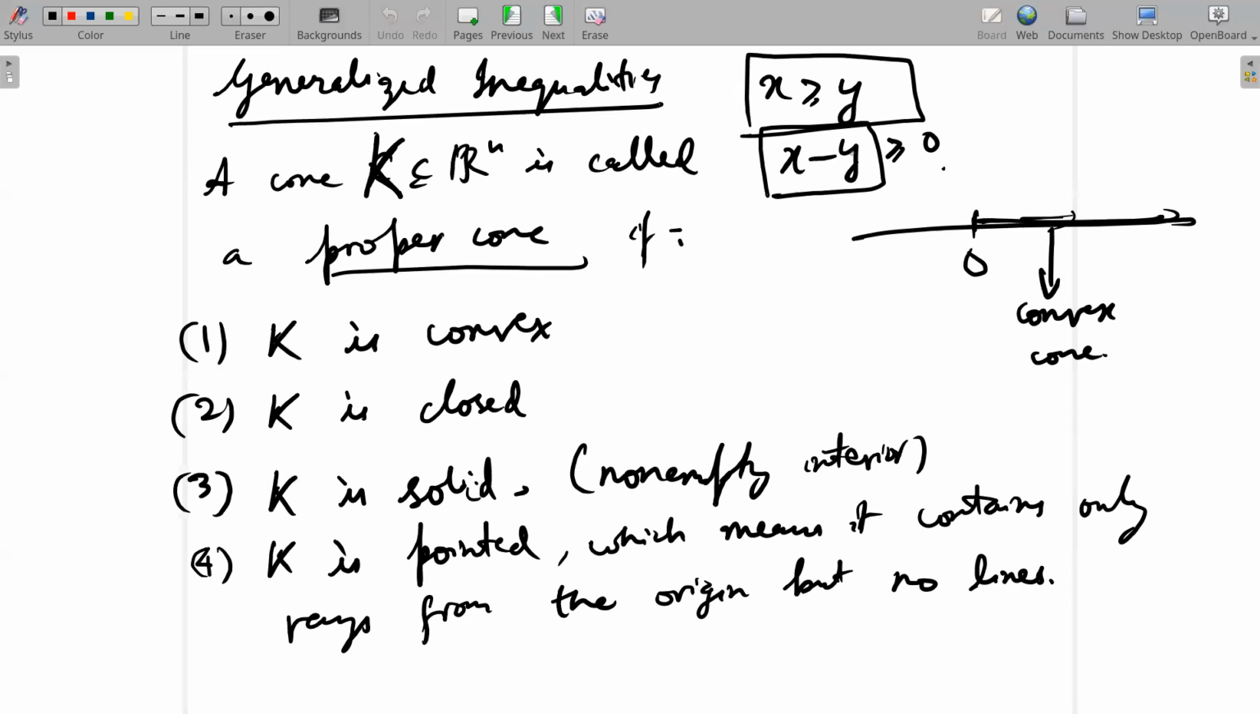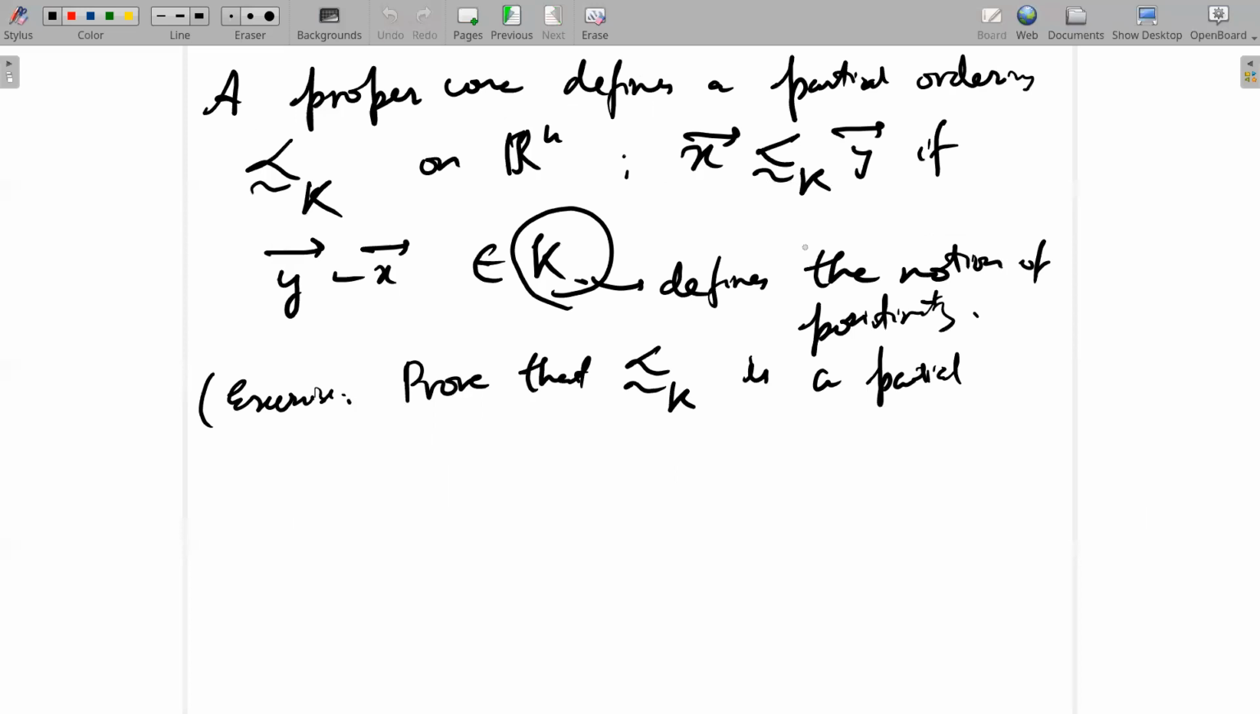So as you go through and check the definitions of partial ordering, you'll realize what all these conditions mean. And of course, you need transitivity, meaning x less than or equal to y less than or equal to z means x less than or equal to z. That means that if I take two elements in K, their sum must also be in K. So all these things you will use to prove that this in fact defines a partial ordering.